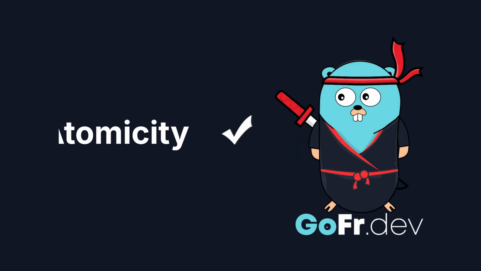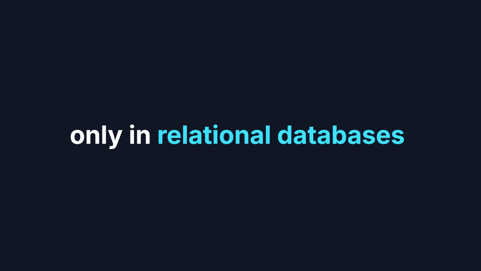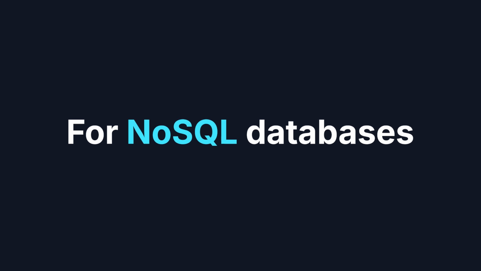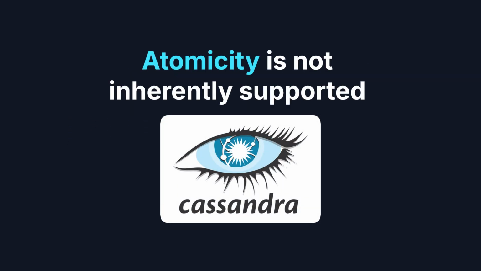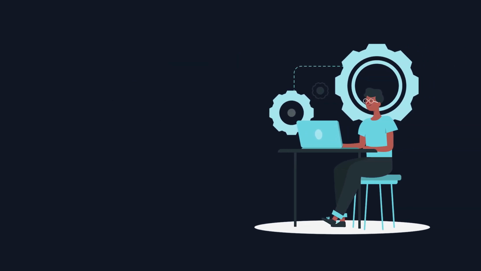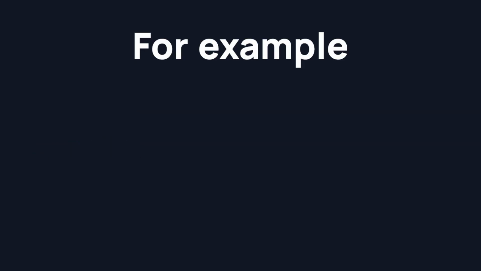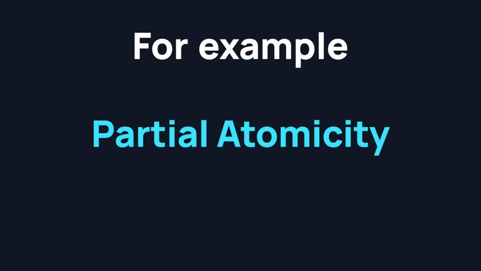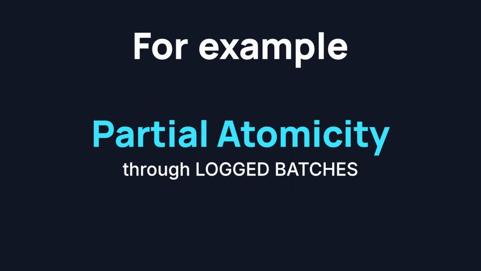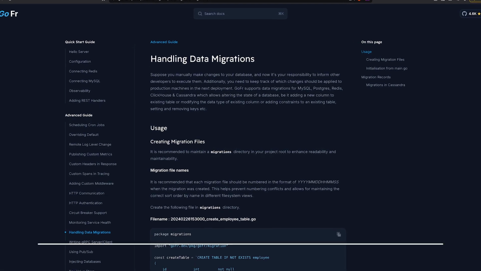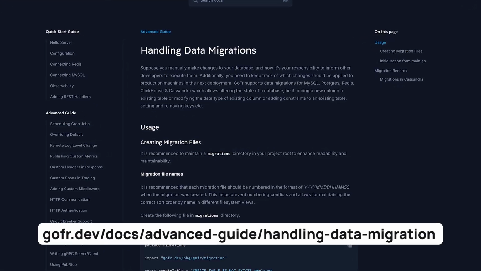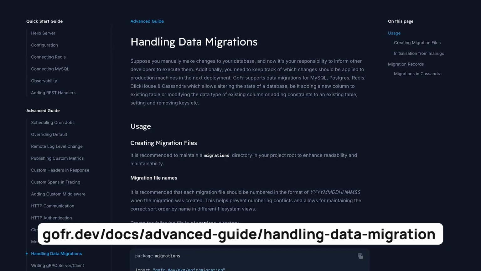However, GoFr ensures this atomicity at each specific migration only for relational databases like MySQL and Postgres. In cases of NoSQL databases like Cassandra, atomicity is not inherently supported at the migration level. In such cases, developers need to write queries effectively to avoid overlapping data. For example, in Cassandra, you can achieve partial atomicity using logged batches while writing migration queries. For more info, refer to GoFr's official documentation about migrations in Cassandra.